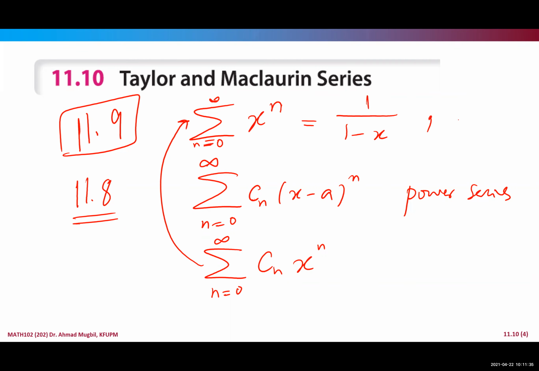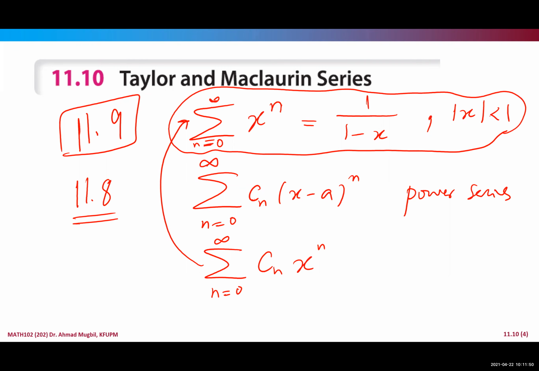Provided that it is not for any x, of course. This is only for x less than 1, for x between -1 and 1. So this is 11.9. We call this series representation for functions, or how to represent a function as a series. What we will do today is in 11.10.